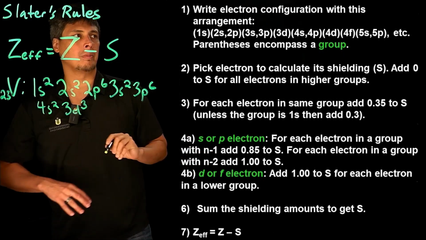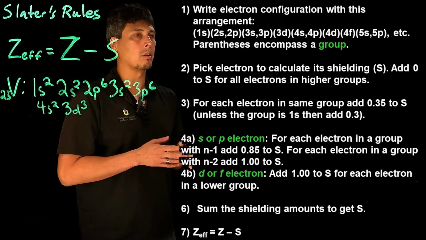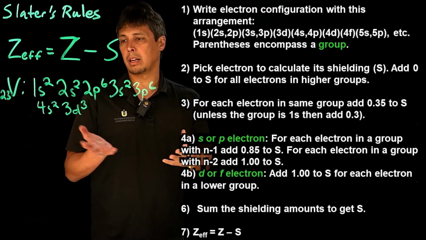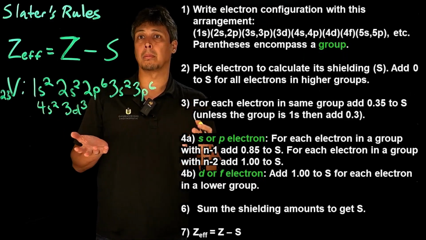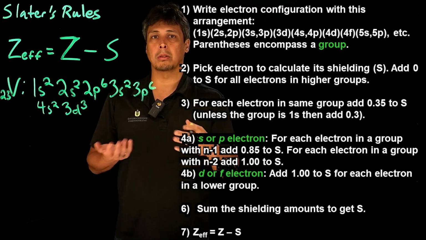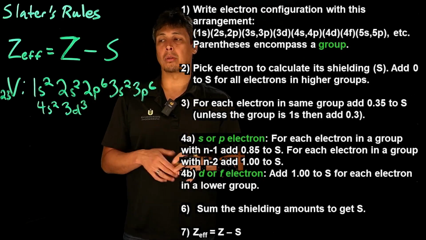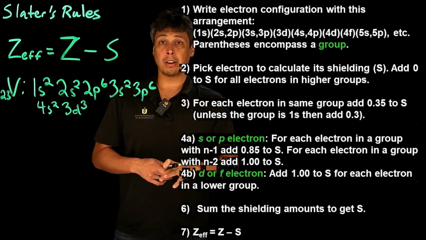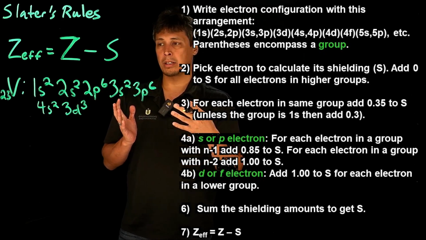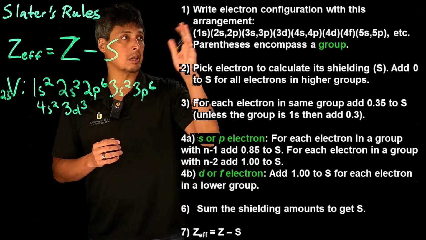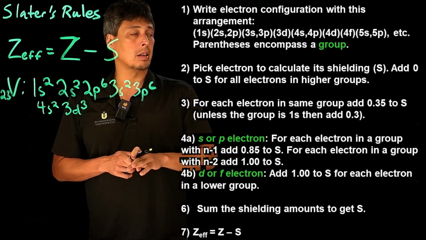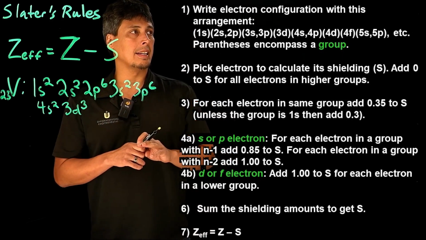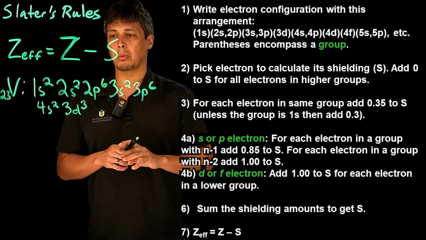3d3. Or as we discussed before, as we fill them, the 4s orbitals will be slightly lower in energy than the 3d orbitals. But for this calculation, we're going to rearrange this as it states in rule number 1.